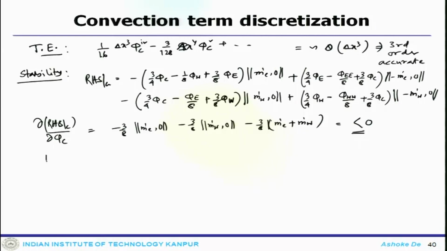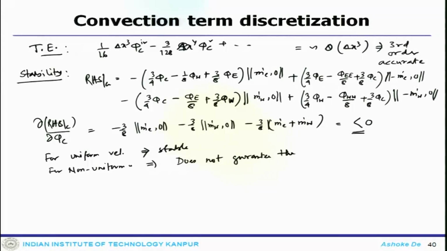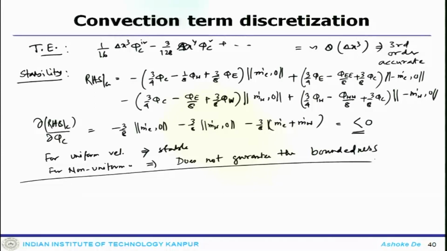However, this does not guarantee the solution boundedness, especially in case of non uniform velocity. So, for uniform velocity it is always stable, for non uniform velocity it does not guarantee the boundedness. That is the point one has to note.